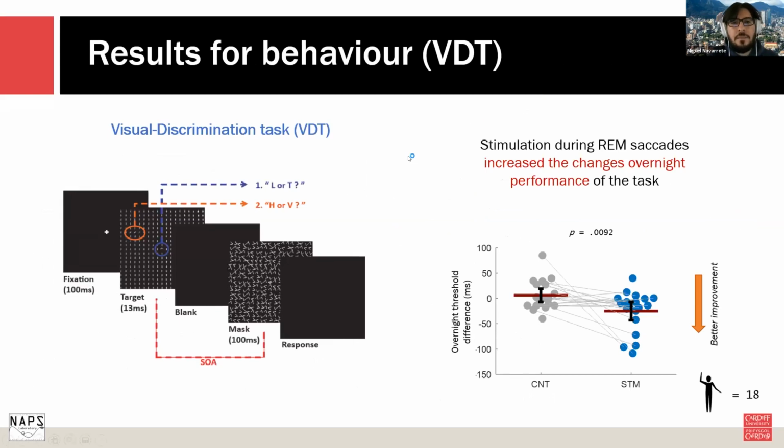When we look at the VDT, the visual discrimination task, we found that the stimulation increased the overnight performance of the task. That is to say that the people were doing better on the task. This task is very interesting. For those who are not very familiar with it, people need to identify texture patterns on a screen, and this is getting faster and faster. So when they are very good, they can identify these patterns very quickly. So we found that the stimulation increased the performance of this task.